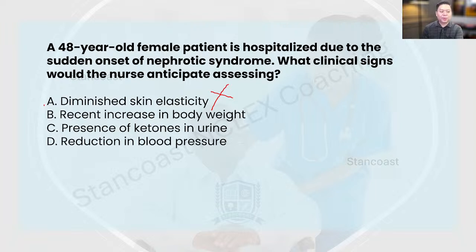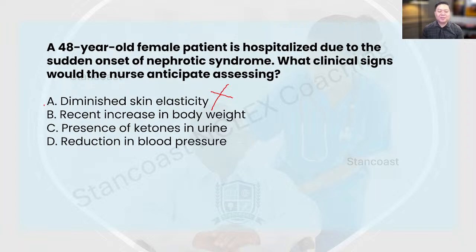What about B? Recent increase in body weight. Well, yeah, nephrotic syndrome. Remember, there is increase in the body weight because of the shifting of the fluids from the vascular compartment into the interstitial spaces, all right? The body is not really enjoying the fluid, because when I'm saying enjoying, it should be circulating in the bloodstream, right? But what's happening here is that the fluids are in the interstitial spaces. They're not usable. They're just gonna sit there, nothing else.